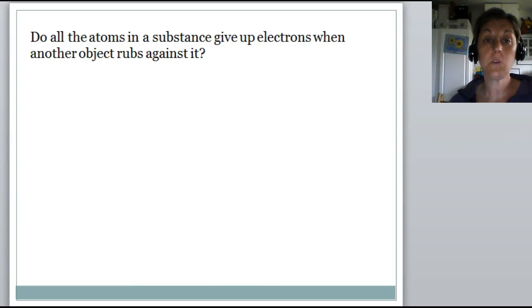The question that I'll ask in class, and that you should think about as you're watching this recording, is: do all of the atoms in the substance give up electrons when another object rubs against it? During that process of friction, do all of the atoms in that particular substance give up their electrons when another object rubs against it?